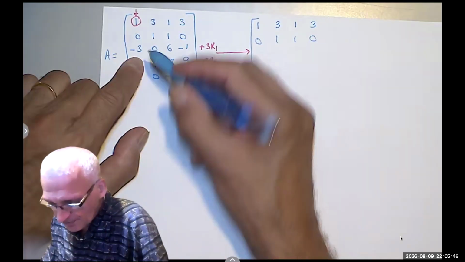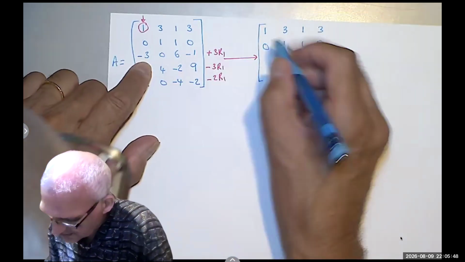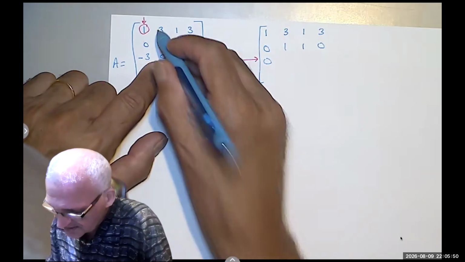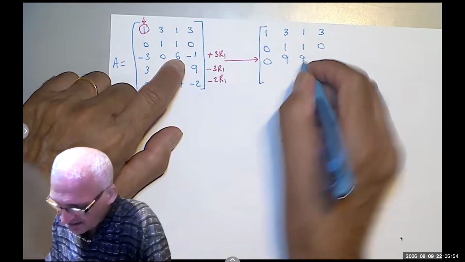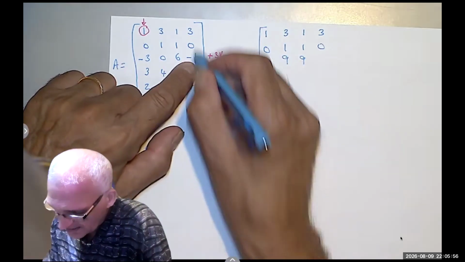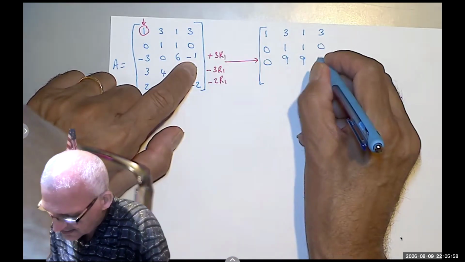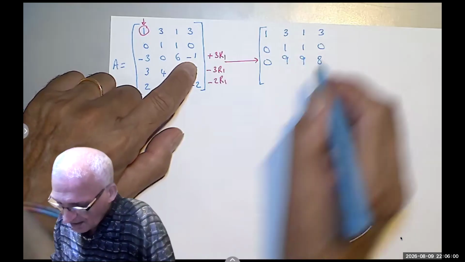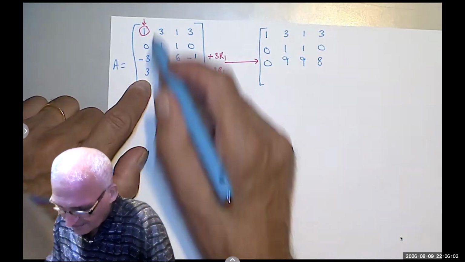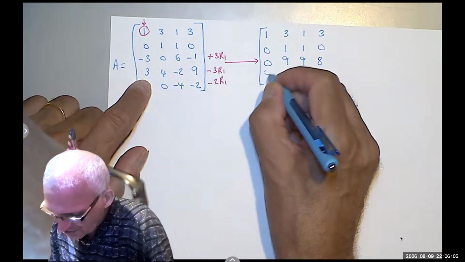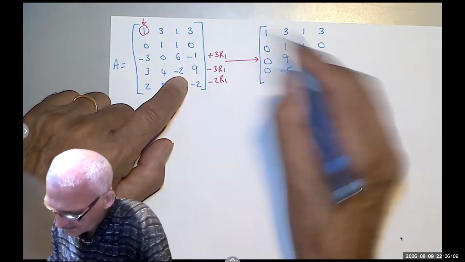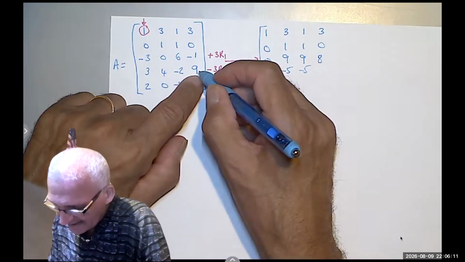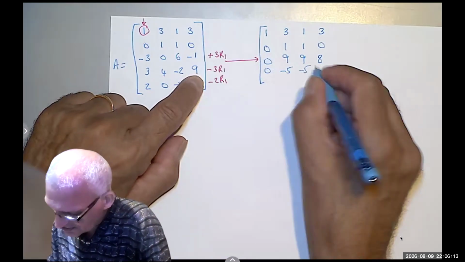When I came to the third one, -3 plus 3 is 0. 0 plus 3 times 3 is 9. 6 plus 3 is 9. -1 plus 9 is 8. The fourth row, I'm going to subtract 3. So 3 minus 3 is 0. 4 minus 9 is -5. -2 minus 3 is -5. And 9 minus 9 is 0.